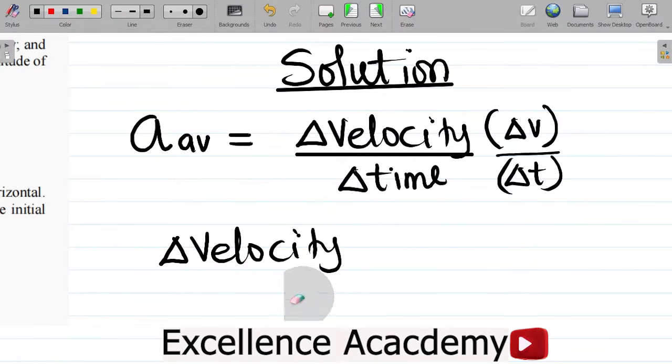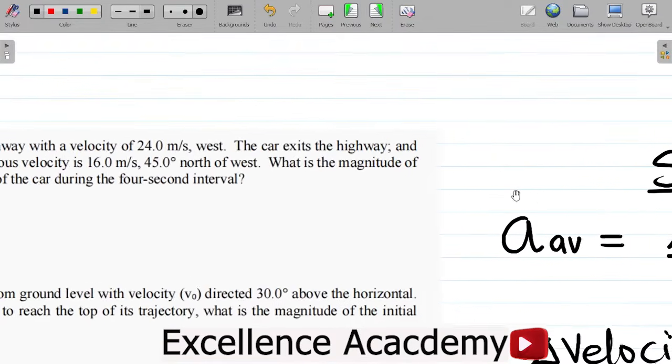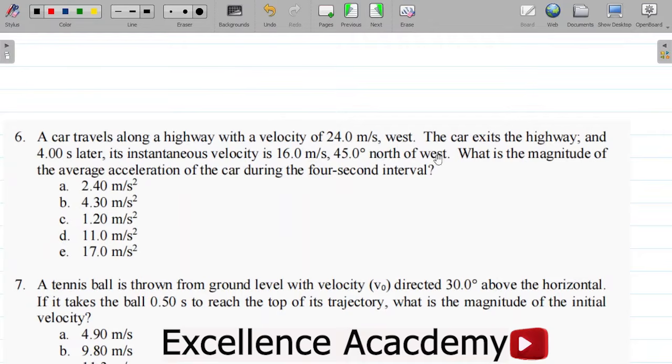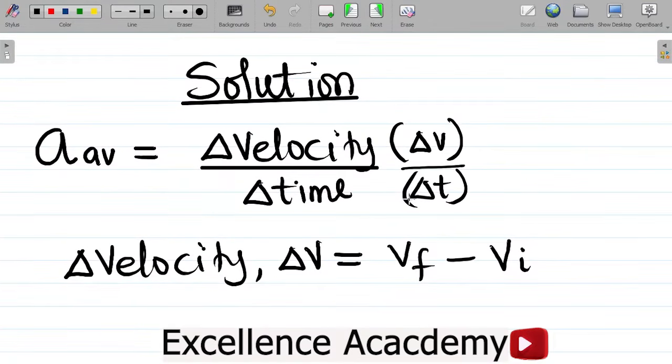So change in velocity, change in V, is equal to the final velocity, F, minus the initial velocity, I. Again, you want to observe that in the question, you have directions, northwest and west. That means this would be a vector question. Hence, I would have this final velocity minus this initial velocity, because it has to do with vectors.